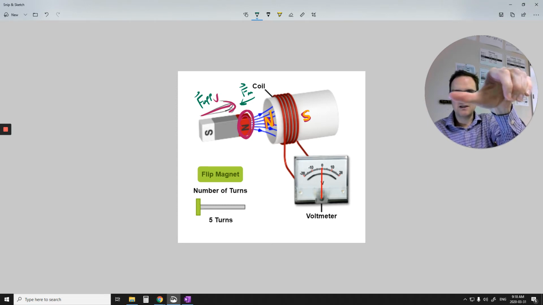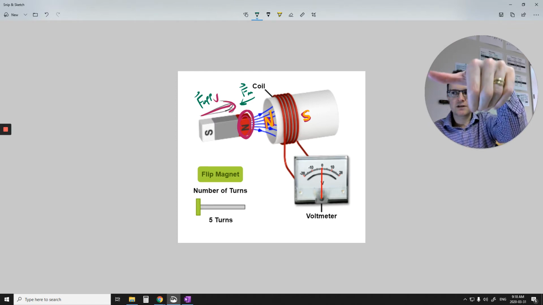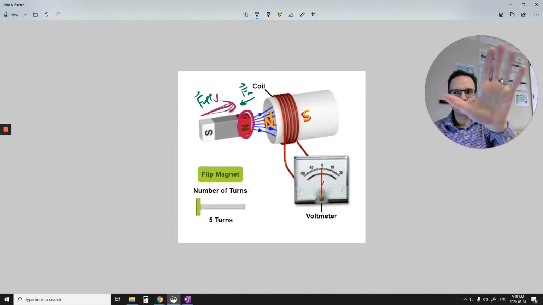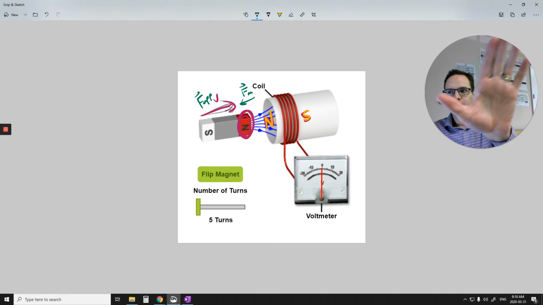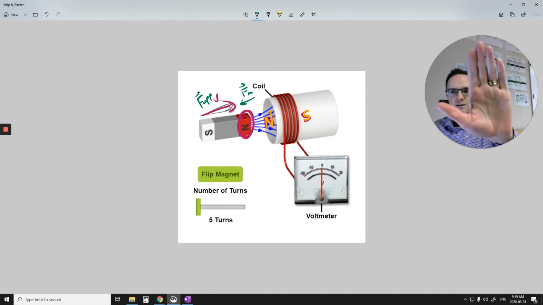So I can put my thumb in the direction of the north, and my fingers are going to show me which way the current is going to flow through this. Because I'm using my left hand, this is electron flow. I can use my right hand and determine conventional flow, because that's what's going to show on the application here.